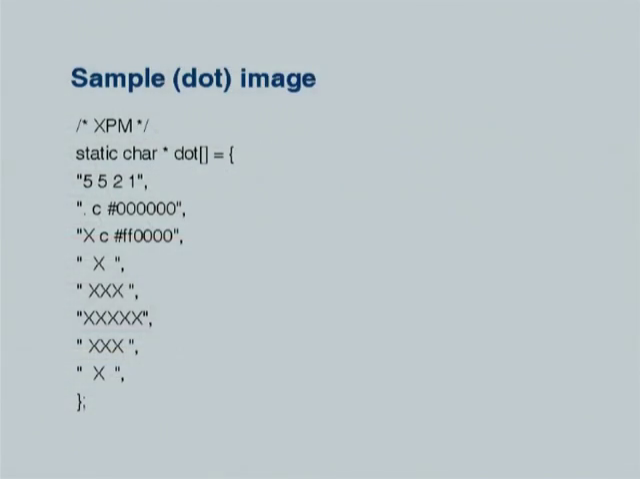Unfortunately, 256 keys in a single printable character are not possible. The ASCII code has only 127 characters, out of which printable characters are hardly 100, which can be easily recognized. So what people do is they use a two character code to represent every particular color. Here is a sample dot image.